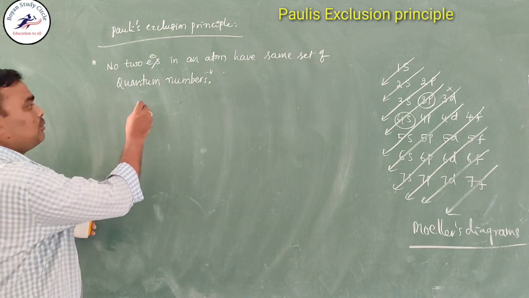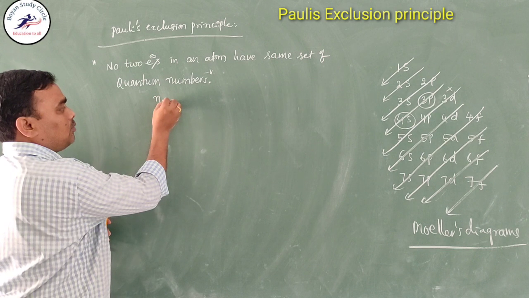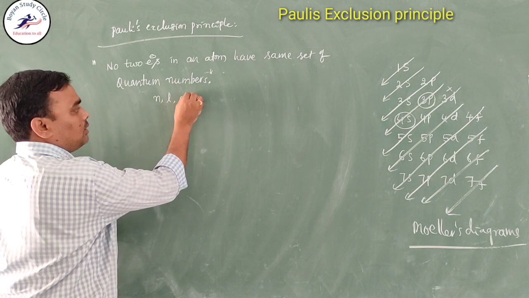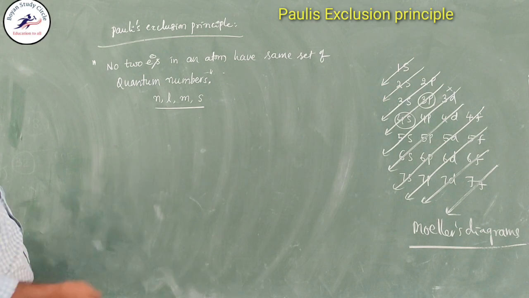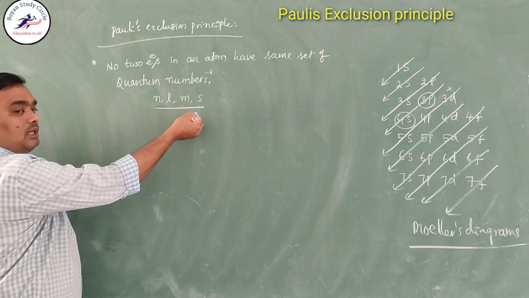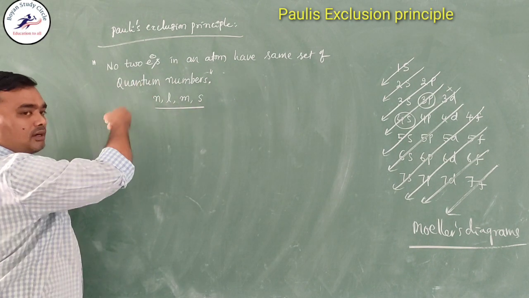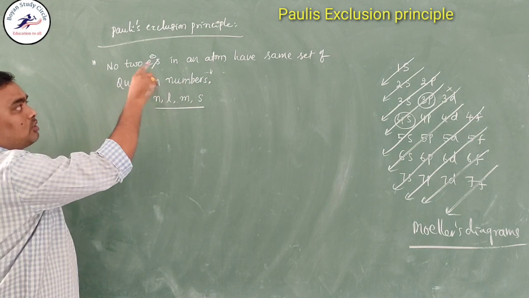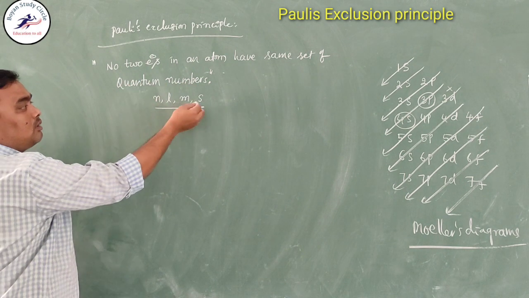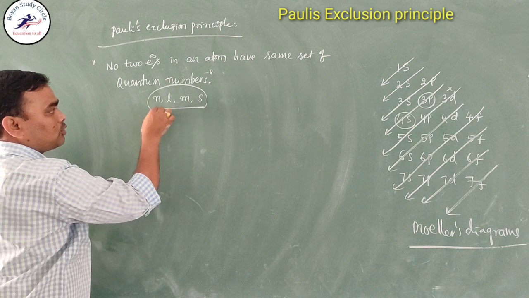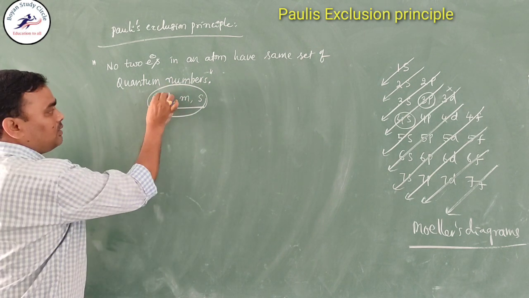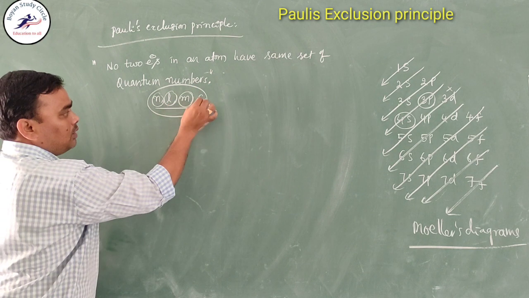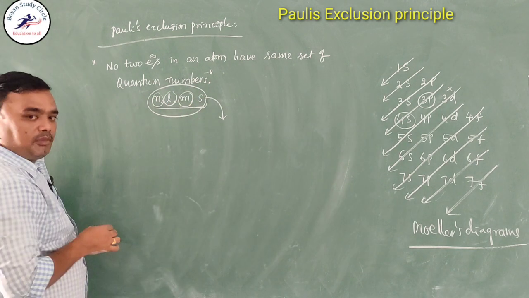So what are quantum numbers? The principal quantum number, azimuthal quantum number, magnetic quantum number, and spin quantum number, right? So if you observe the quantum numbers of any two electrons in the atom, the set of 4 quantum numbers should not be equal for any two electrons, right? If they have the same set of n, l, m, but they differ in the spin quantum number, right?